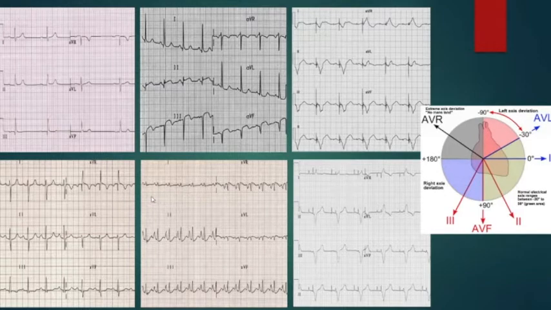What is the range for normal P wave height? 2.5 millimeters. Yes, thank you again. Then you have this situation here, and it's more than, I think, 3 big squares, and even more. So what's the problem here? Which chamber is at fault for this, if I can put it that way?